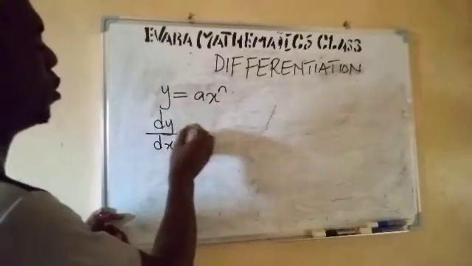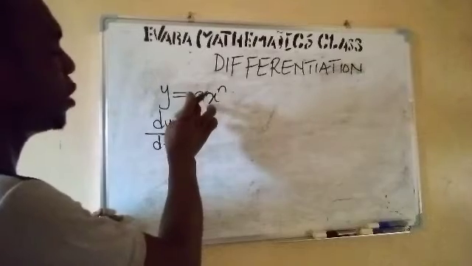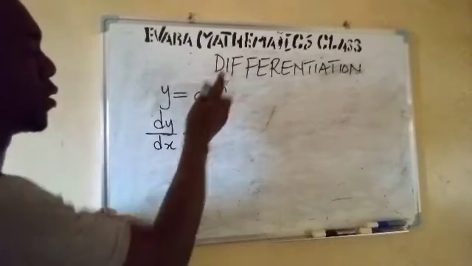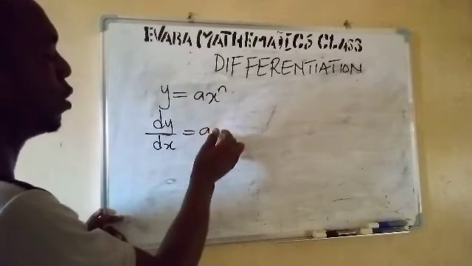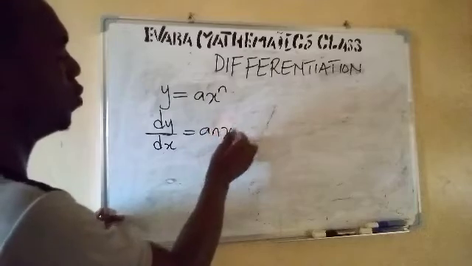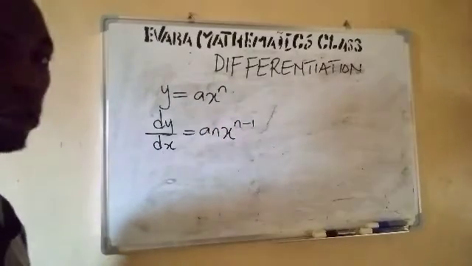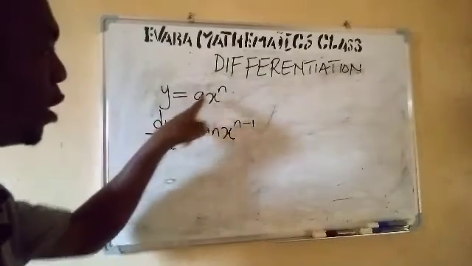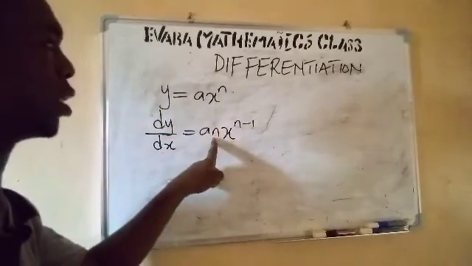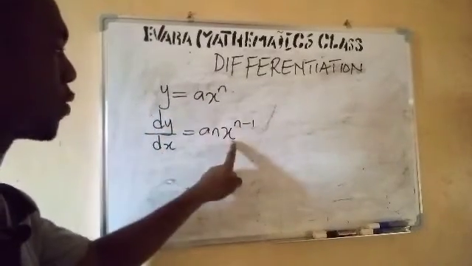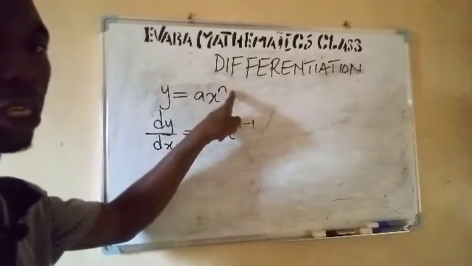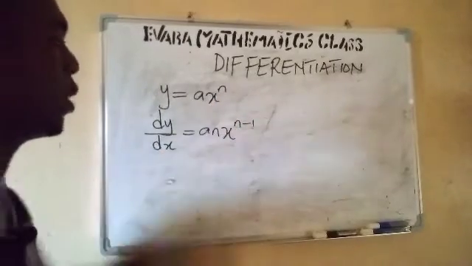It will simply be, we multiply the coefficient by the index, that is an, then we subtract 1 from the index. So it's as simple as that. You multiply a by n, which is an, then you have your x, then you take away 1 from the index, which is n, so n minus 1.